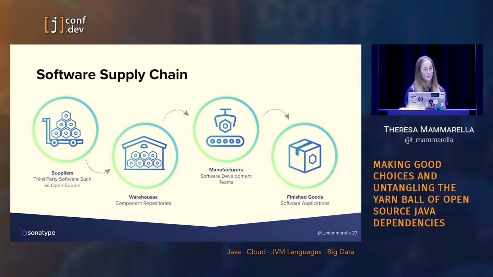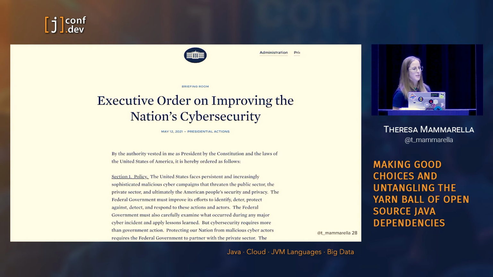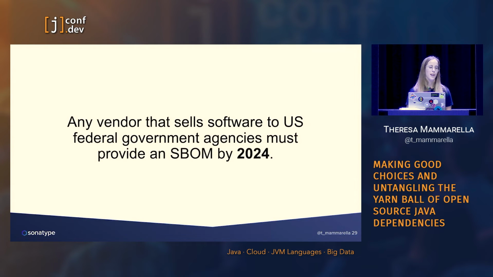So back to software bill of materials. This actually came about through an executive order from the White House last year, where Joe Biden is trying to improve the nation's cybersecurity. And the regulation is that any vendor that provides software to a government organization will, by 2024, have to provide that bill of materials so the government can then assess the risk that they're taking on.